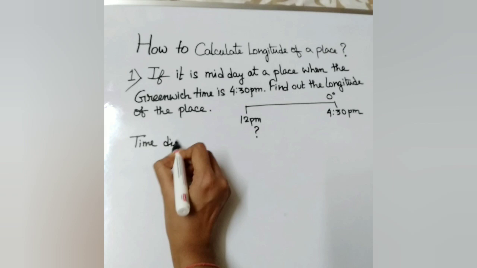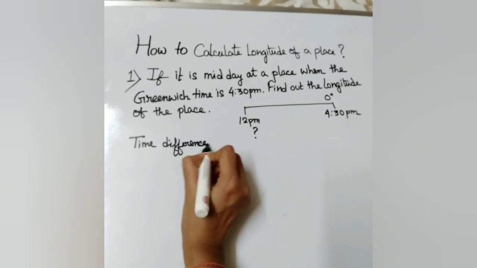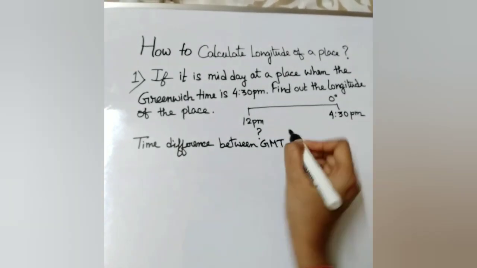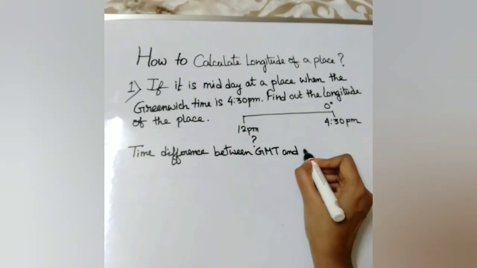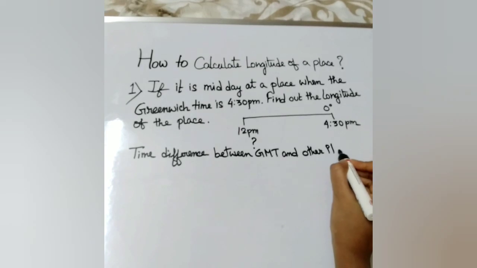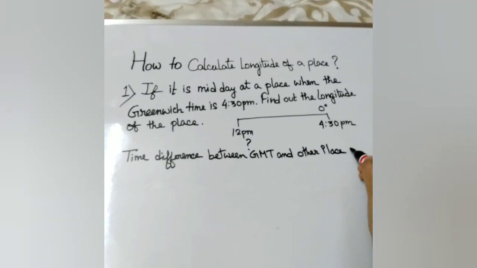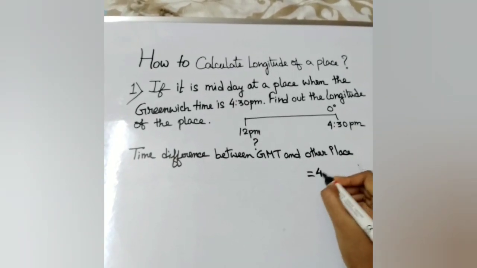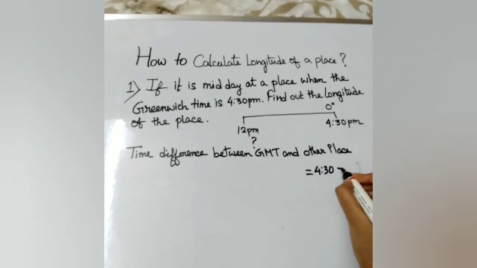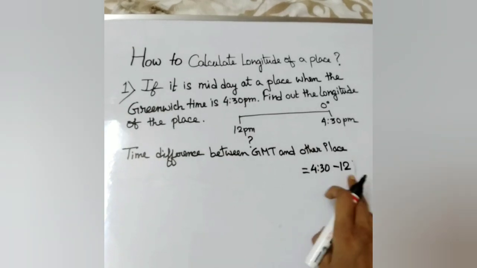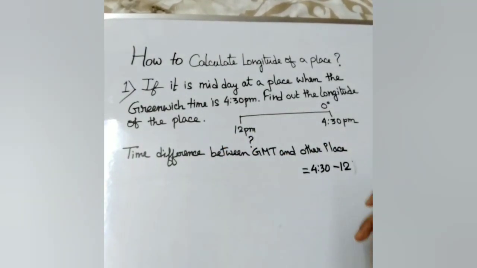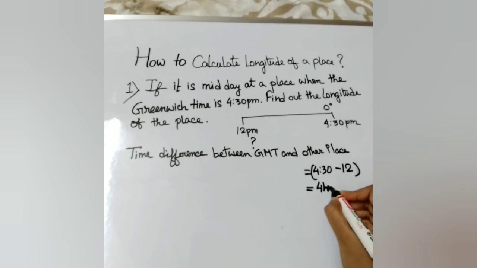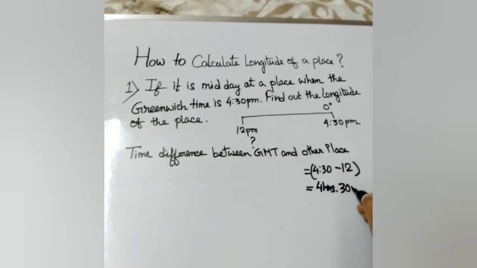The first line is: time difference between GMT and other place equals 4:30 minus 12 p.m. Why 4:30 minus 12 p.m.? Because it is ahead of 12 p.m. So if we subtract this, we will get 4 hours 30 minutes.